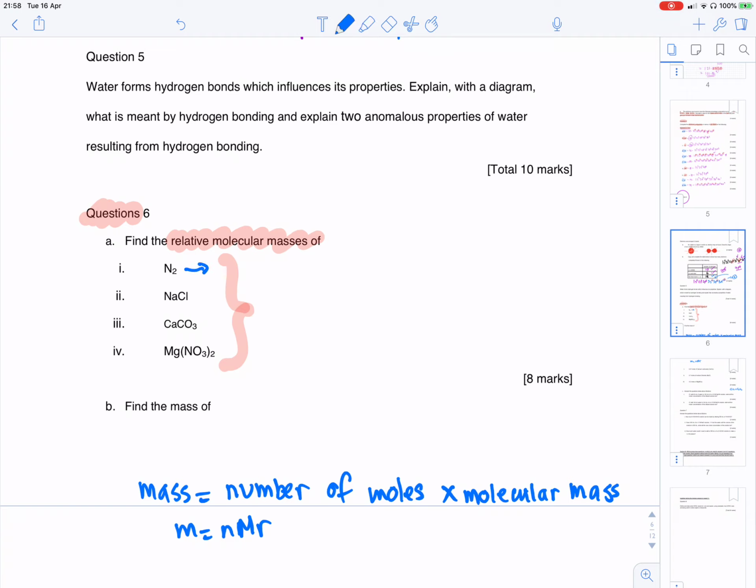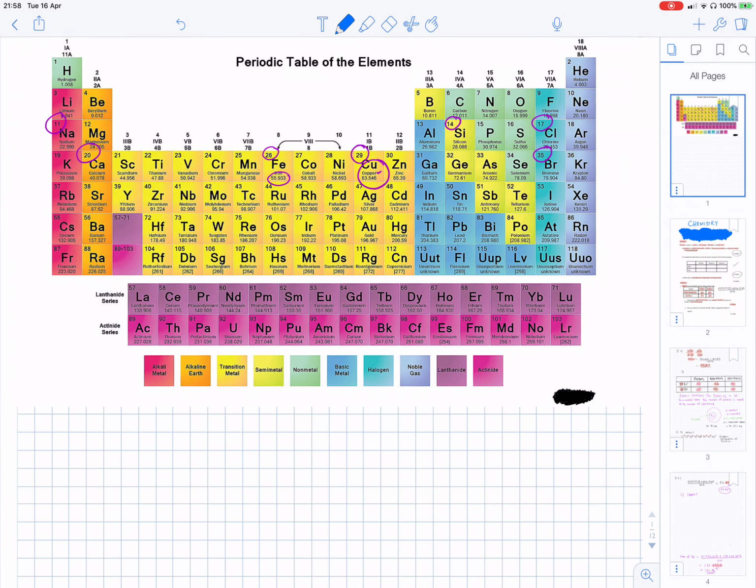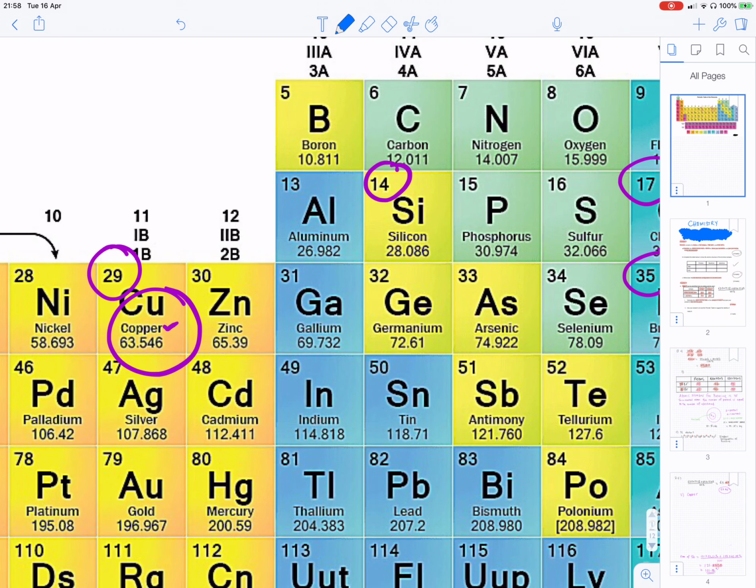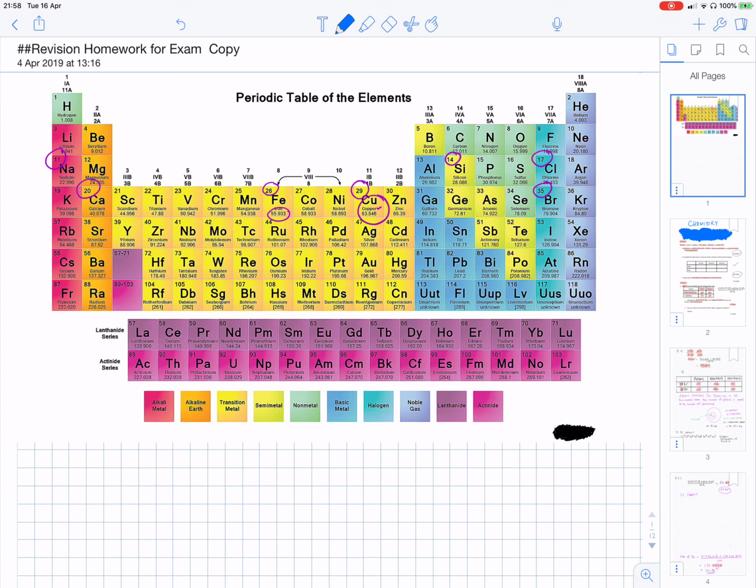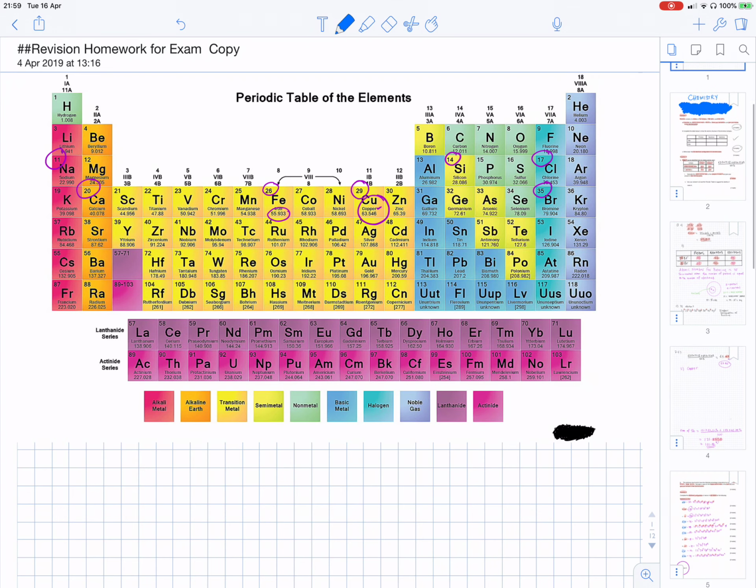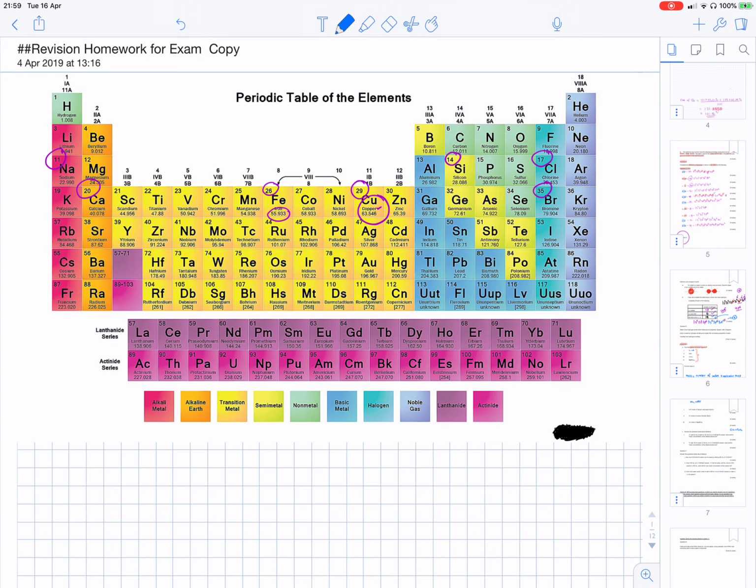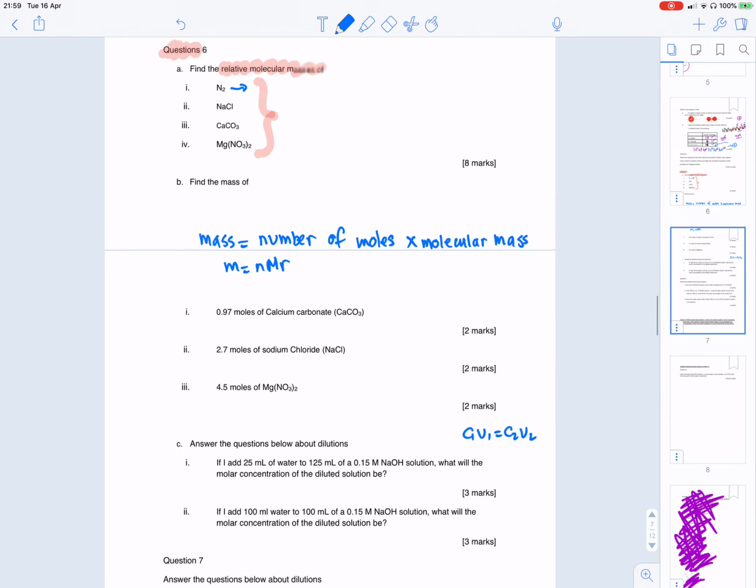Now, N is nitrogen, so we need to go to the periodic table and find nitrogen, which is right here. And you'll find that nitrogen is about 14.007. I'm going to take what I've got here, so 14.007 for nitrogen. I'm just going to use that, okay? Because if you are in an exam and you've got a periodic table like this one, you're going to use that value.